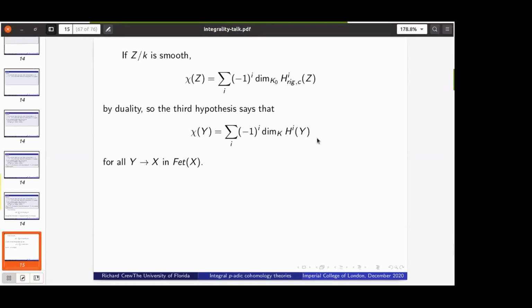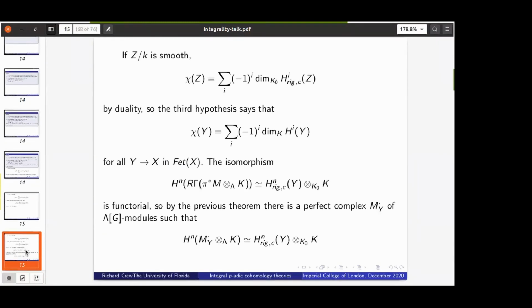Okay, and by this I mean you extend scalars to K. Well, again, by assumption, this isomorphism is supposed to be functorial. So G, which acts on Y, acts on this as well, and by the previous theorem, there is a perfect complex, let us call it M sub Y, of lambda G modules, such that H^n of M_Y tensored with K is isomorphic to the rigid cohomology of Y with compact supports, again tensored with K.